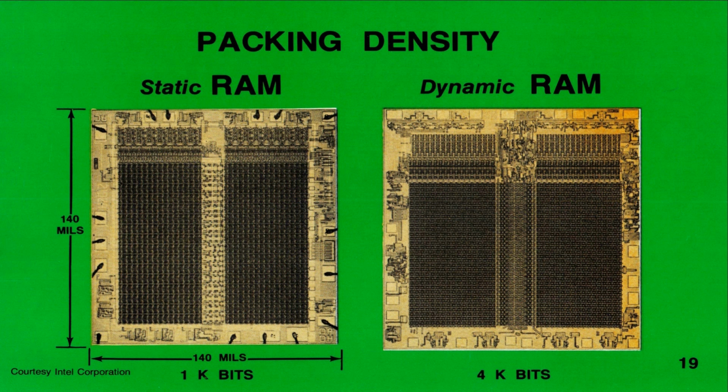Semiconductor memories are fabricated using the same large-scale integration technology that's employed for microprocessors. Here we see two enlarged photographs of memory chips. The actual chip size is about 140 mils on a side. On the left is a 1K static RAM, while the chip on the right is a 4K dynamic RAM. Although the chips are virtually the same size, the dynamic RAM has 4 times the capacity of the static. Therefore, the dynamic RAM has higher packing density.